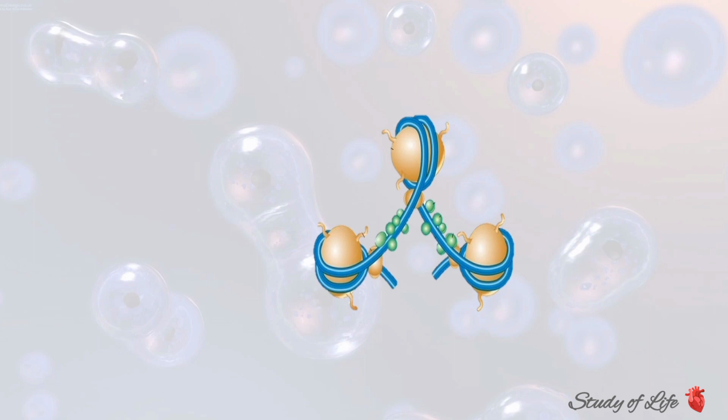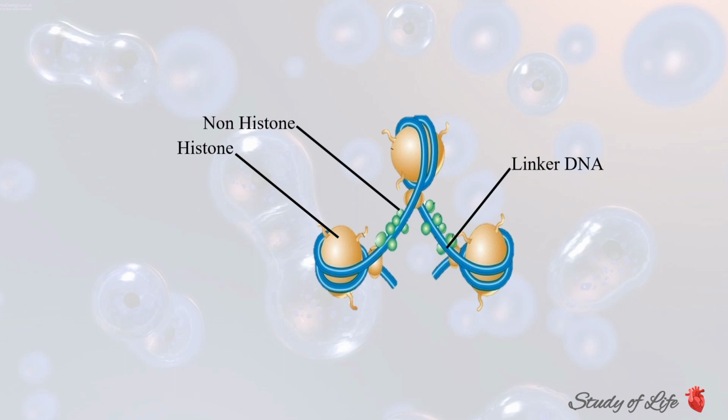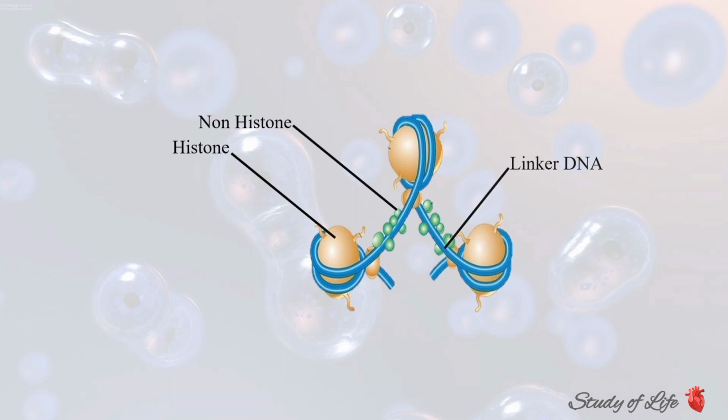Chromatin. These are intranuclear, long, thread-like thin fibers, embedded in the nucleoplasm. Chromatin net is made up of DNA, histone protein, basic protein, non-histone protein, acidic protein, and RNA.